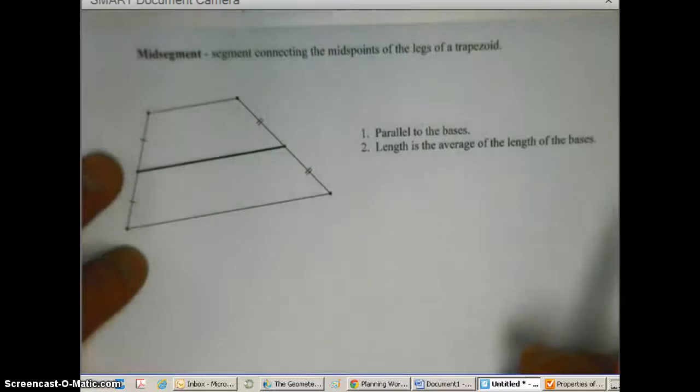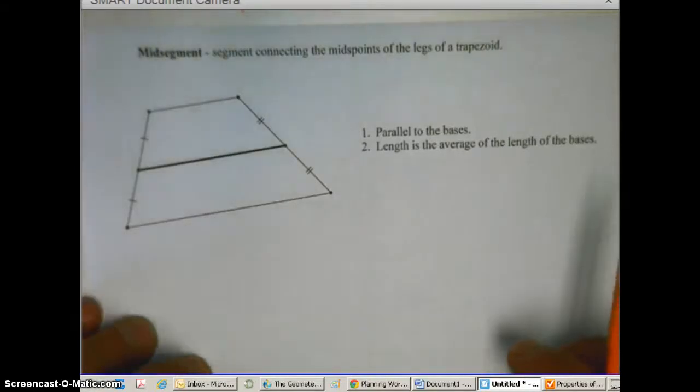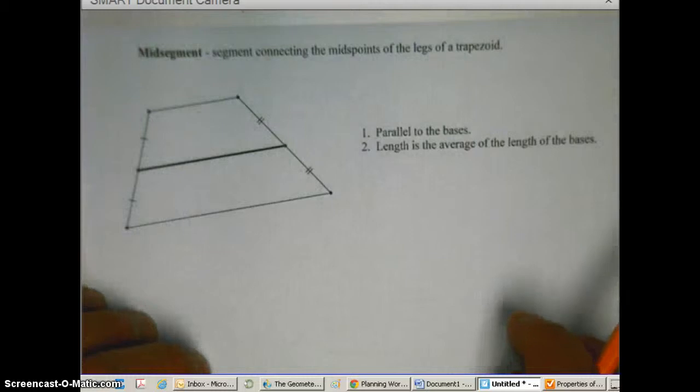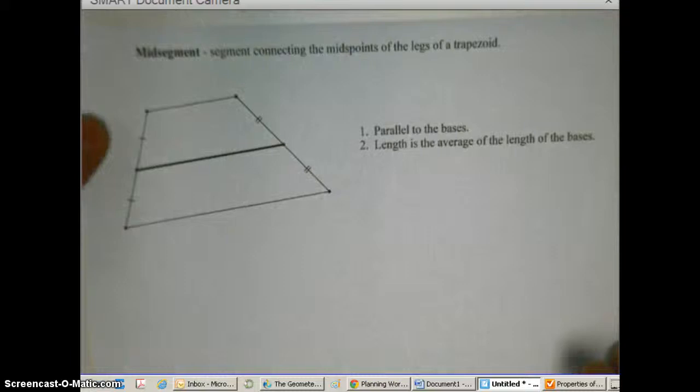So we've been talking about the midsegment of a trapezoid. The midsegment is a segment that connects the midpoints of the two legs of a trapezoid. You probably remember midsegment from when we talked about the midsegment of a triangle. In any event, there are two really important things you need to know about a midsegment.